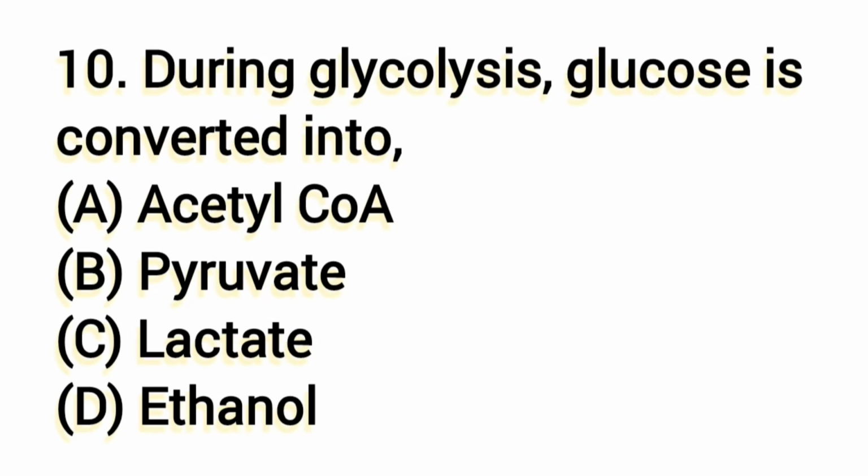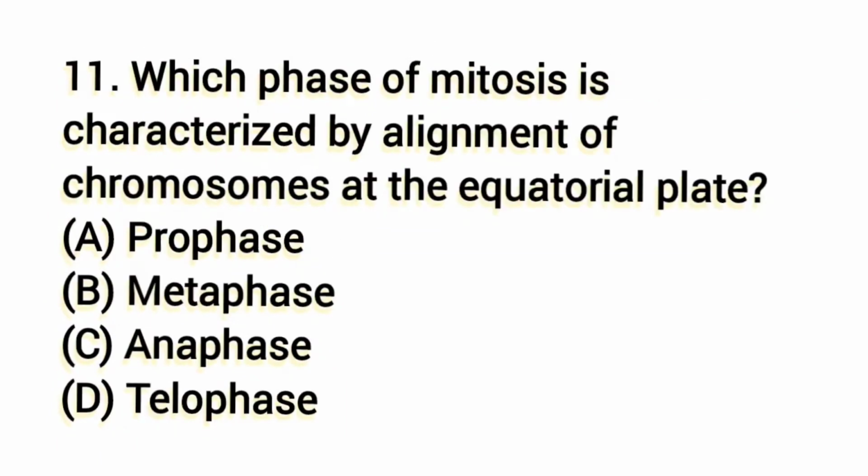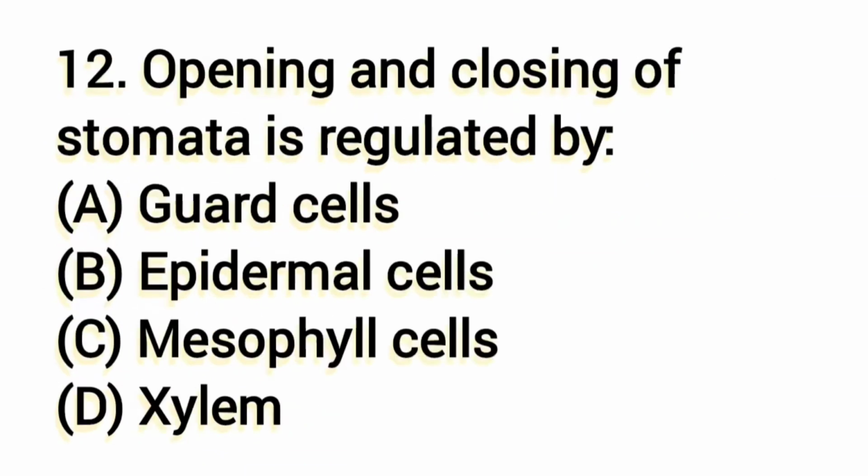10. During glycolysis, glucose is converted into A. Acetyl-CoA. B. Pyruvate. C. Lactate. D. Ethanol. Answer is B. Pyruvate. 11. Which phase of mitosis is characterized by alignment of chromosomes at the equatorial plate? A. Prophase. B. Metaphase. C. Anaphase. D. Telophase. Answer is B.